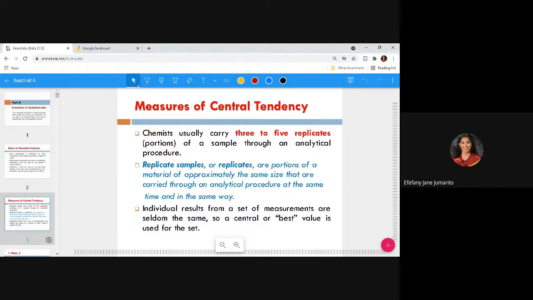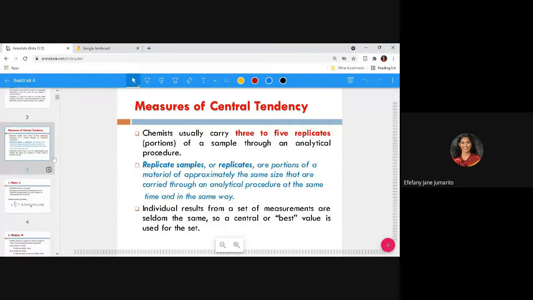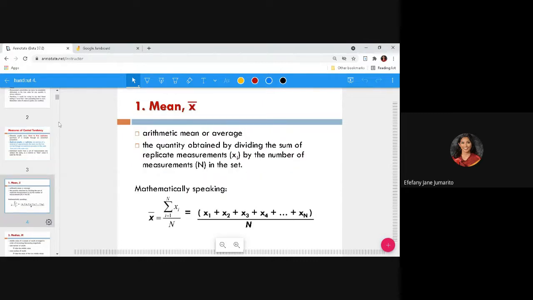So after that, if you have 3 to 5 replicates, you're going to use statistics to determine if your analysis is true, and if it's true, what is the significance of it, how reliable it is. Okay. So one of the statistics being used, this is very common, is our mean. Okay, so mean is just an average of your data.